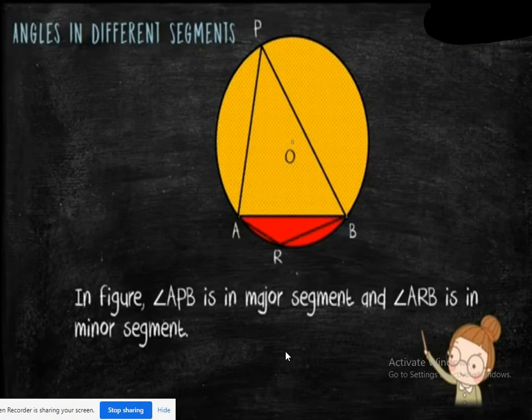Now we got to know segments, right? We always have one minor segment and one major segment. Now suppose I have one angle, say APB, and another angle, say ARB. Are these two angles in the same segment or different segments, students? See, angle APB is in the major segment and angle ARB is in the minor segment. So I can say that these two angles are in different segments. So this is the meaning of the statement angles in different segments. They will not be in the same segment.